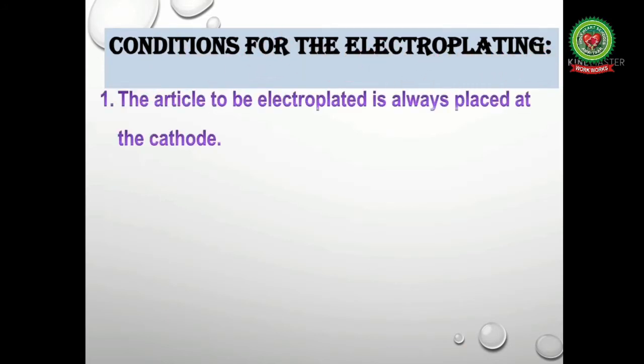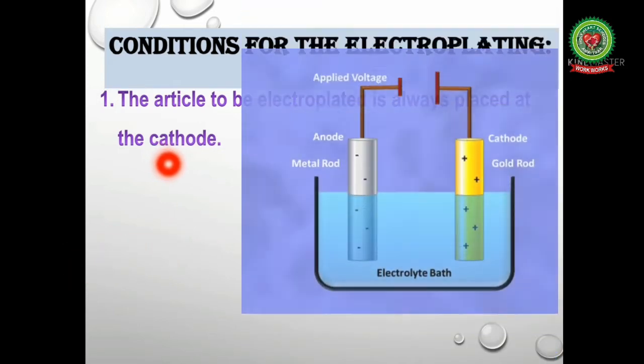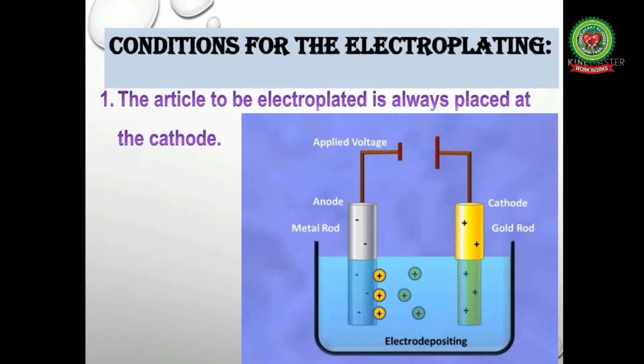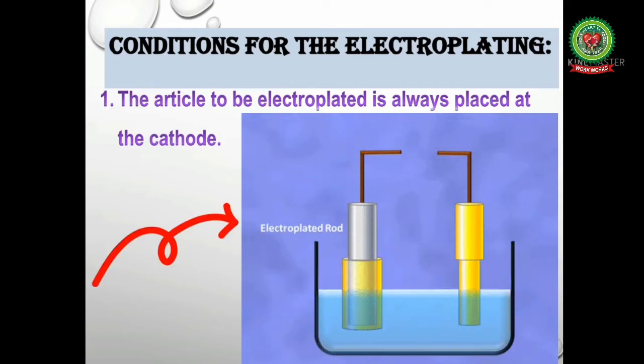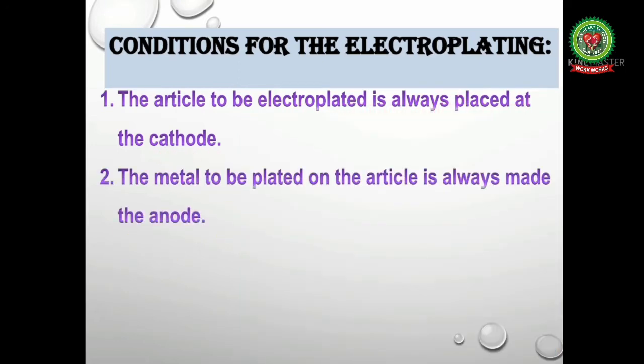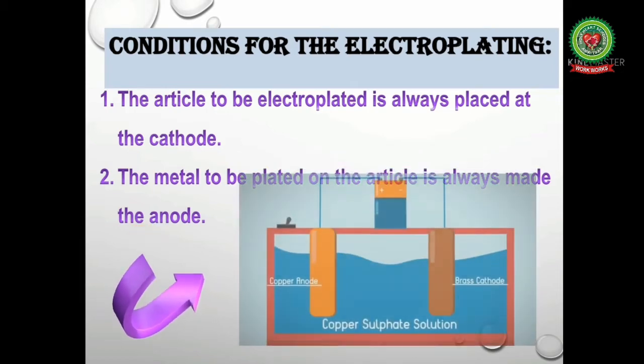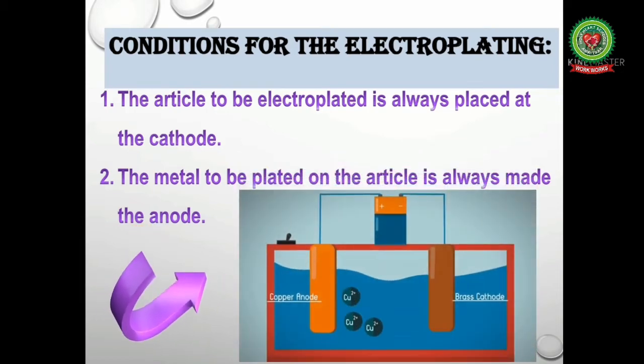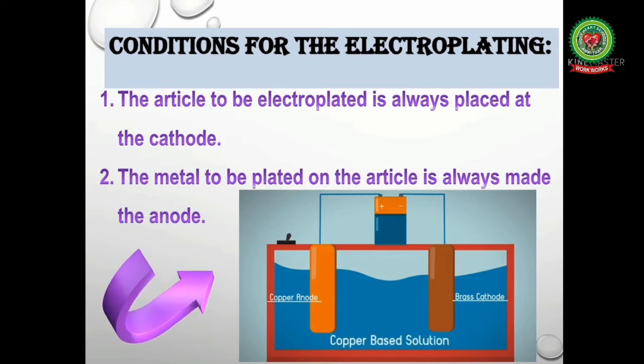The first one is the article to be electroplated is always placed at the cathode. The reason for this, during electrolytic reaction, the metal is always deposited at the cathode by gain of electrons. Hence, the article which is to be electroplated is always placed at the cathode. The next condition is the metal to be plated on the article is always made the anode. The reason for this, the metal anode continuously dissolves as ions in solution and thus it has to be replaced periodically.